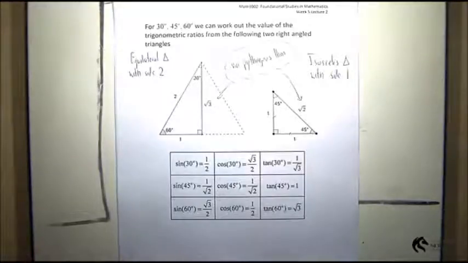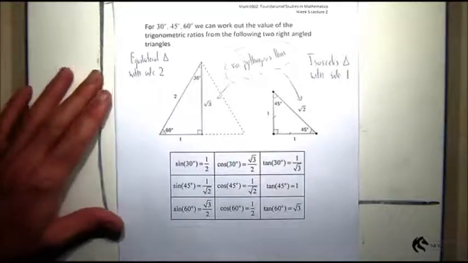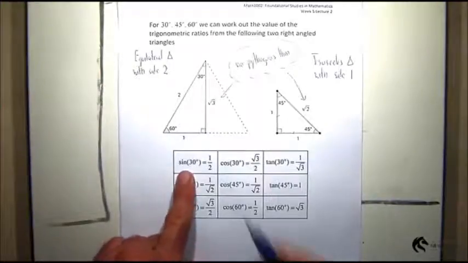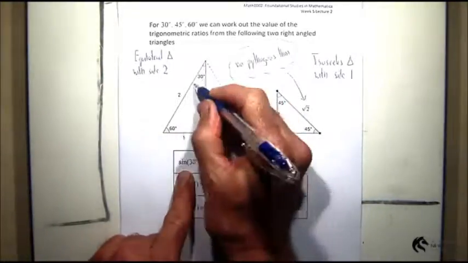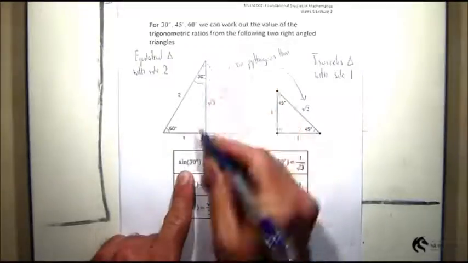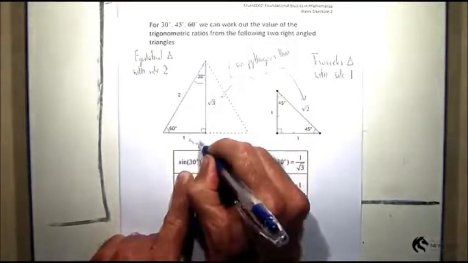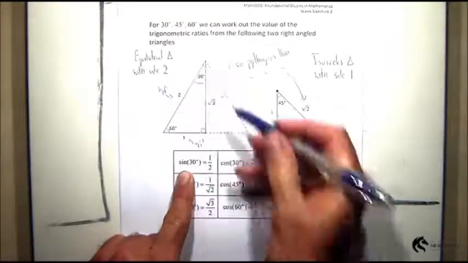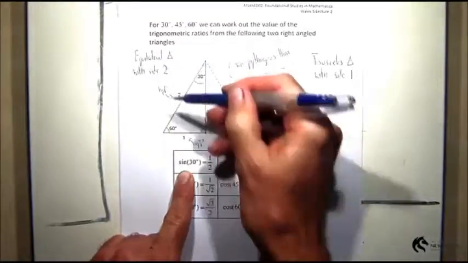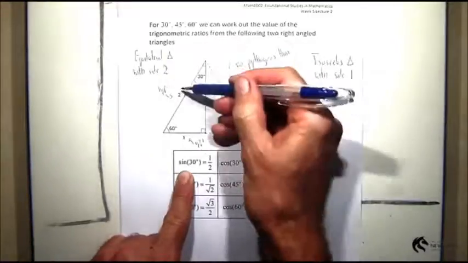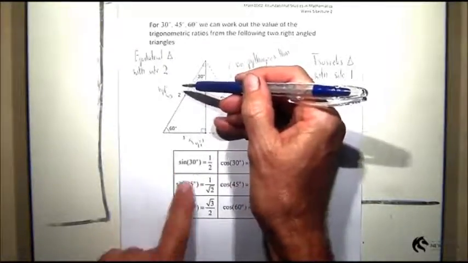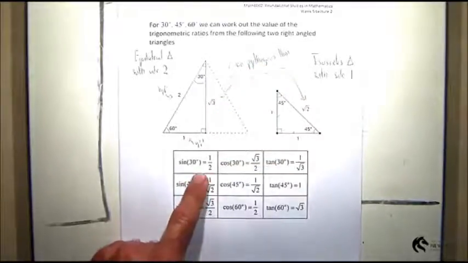As a result, I can produce a nice little table like this. I can say, look, the sine of 30 degrees. Here's my triangle. Here's 30 degrees. For 30 degrees, this becomes the opposite, and this is the hypotenuse. And so the sine of 30 is opposite over hypotenuse, that ratio, so it's a half. So the sine of 30 degrees is a half.